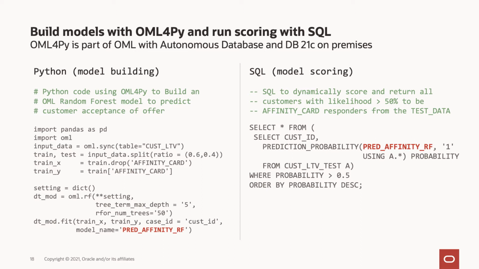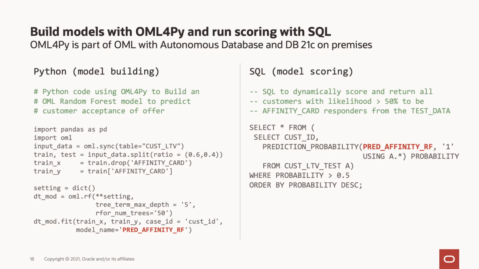But more importantly, he actually does a model_name. So whenever you do that in OML for Python with the model_name, that means that you want to store that model permanently on the database with that name. So on the right hand side, I have the SQL code.